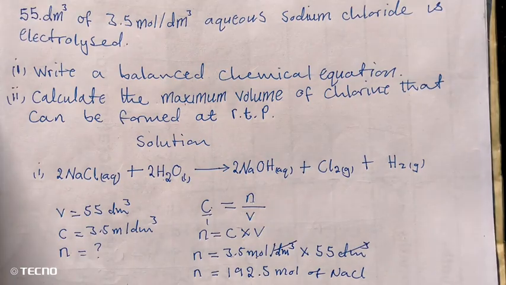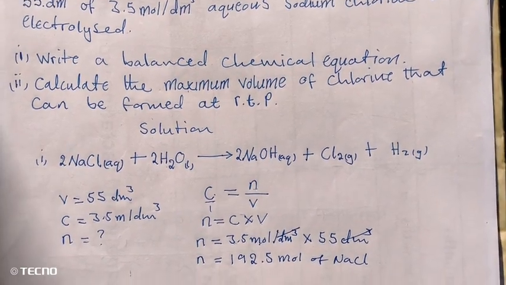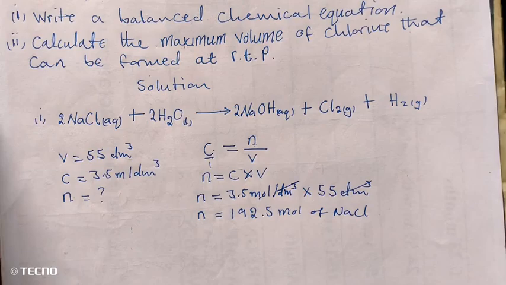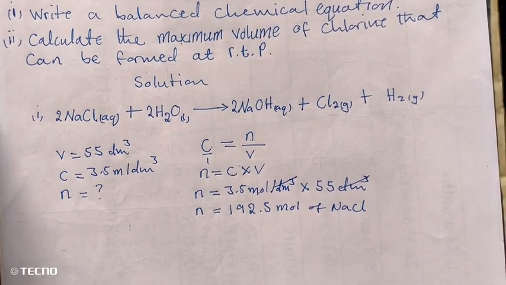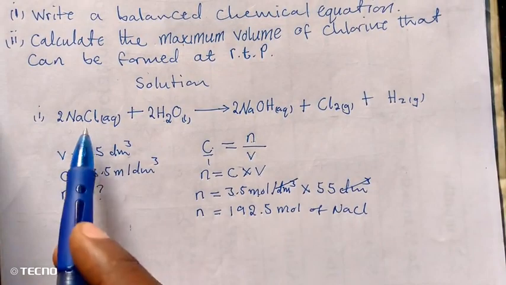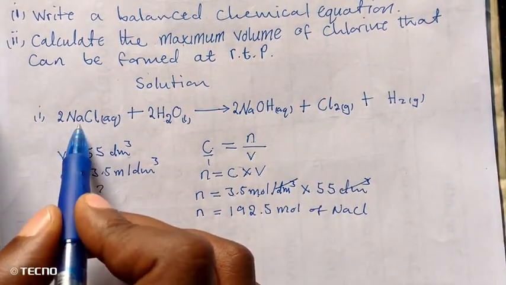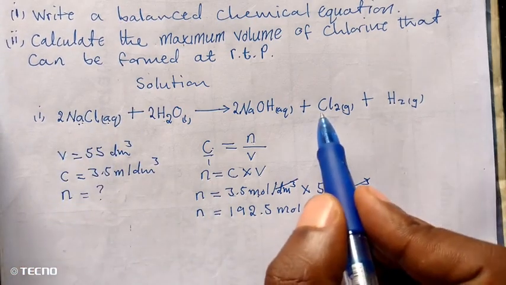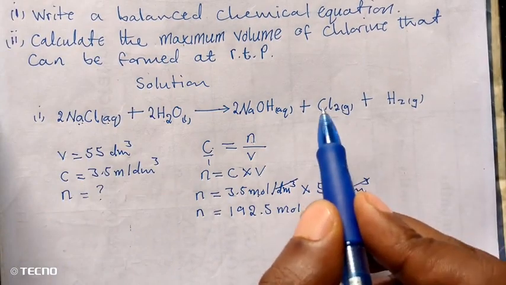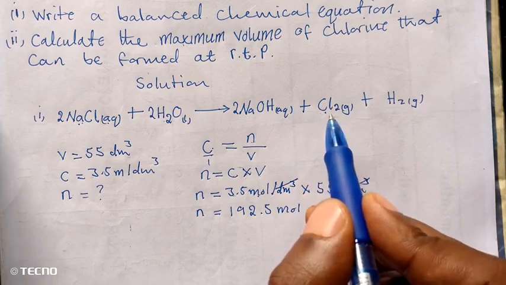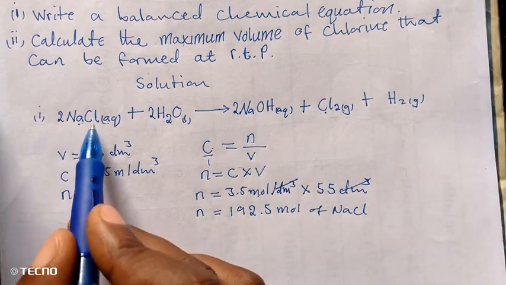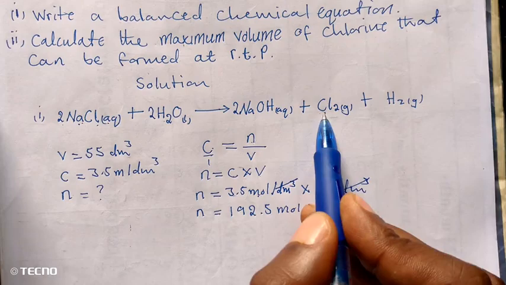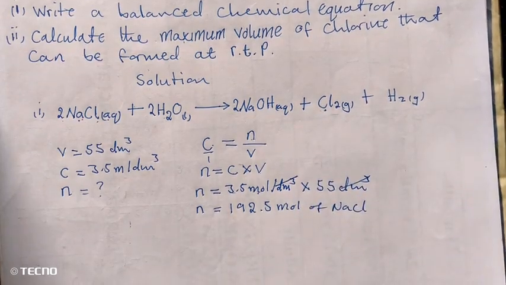So this is the mole of sodium chloride. Having this, remember this is just a way of finding what we have been asked. We use the same balanced equation. We have the moles of sodium chloride here, and we also have chlorine here. What they want is the volume of chlorine. So we are going to use the moles of sodium chloride to find the moles of chlorine.